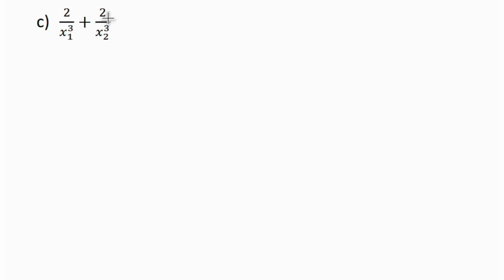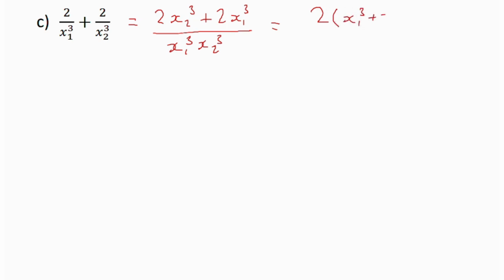Two over x1 cubed plus 2 over x2 cubed. So we're going to do a similar approach here to find this. First of all, we're going to combine these two fractions. So we're going to end up with 2x2³ + 2x1³ all over x1³x2³, which we can factorize and simplify to 2 lots of (x1³ + x2³) over (x1 times x2) all cubed.